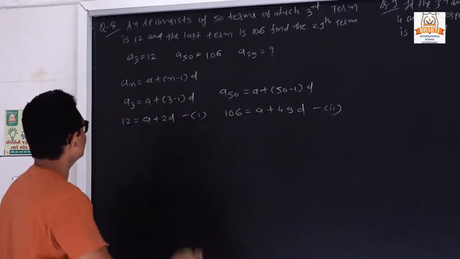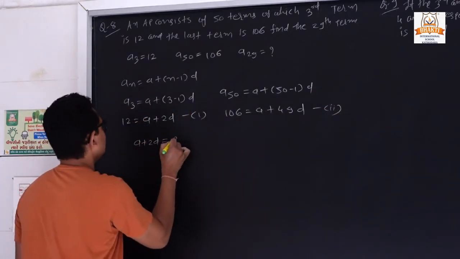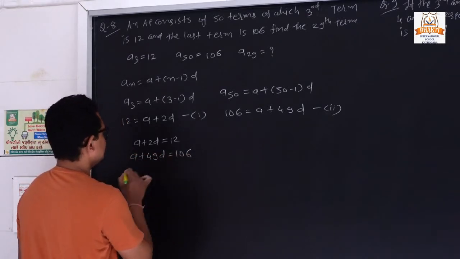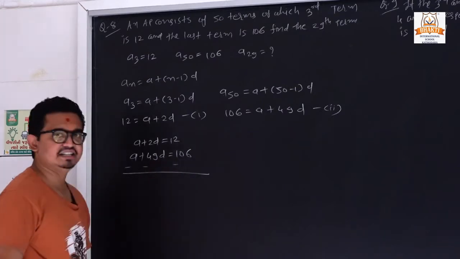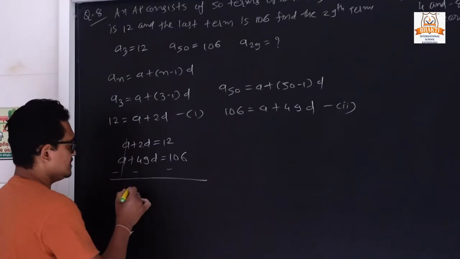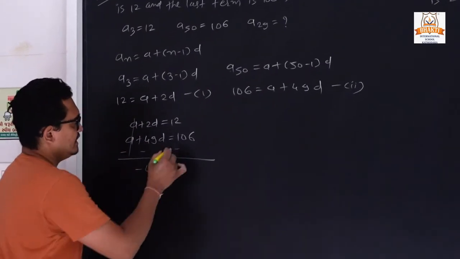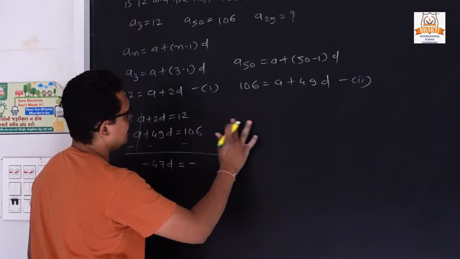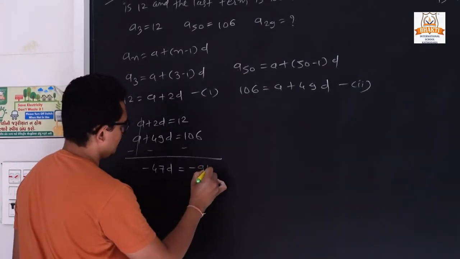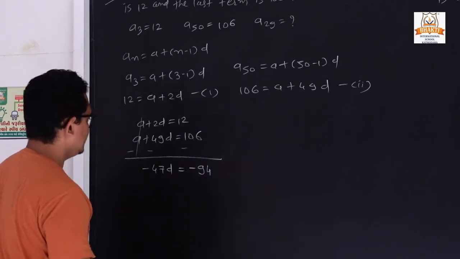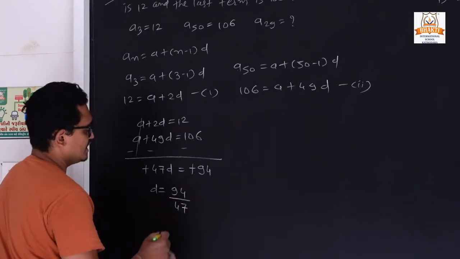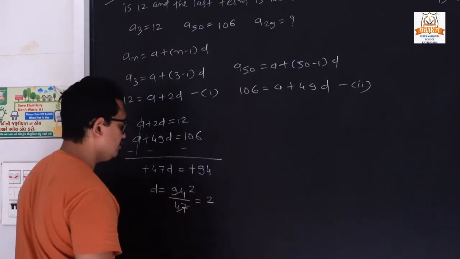Now solve 1 and 2. So we can write A plus 2D is equal to 12 and A plus 49D is equal to 106. We change the signs because we want to solve the equations. Both A terms are cut, and plus minus minus gives 47D. Once again, 106 minus 12 is 94. Clear? So minus minus becomes plus, and 94 divided by 47, 47 twos are 94, so D is 2.